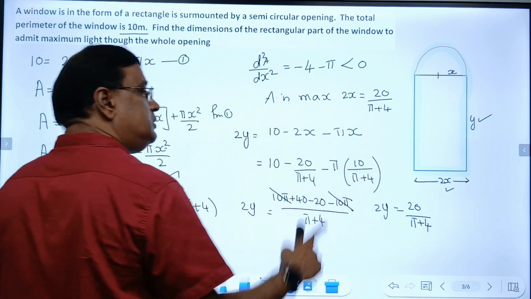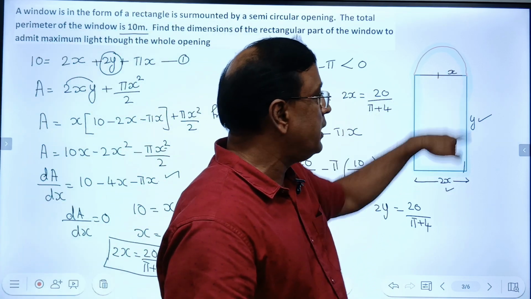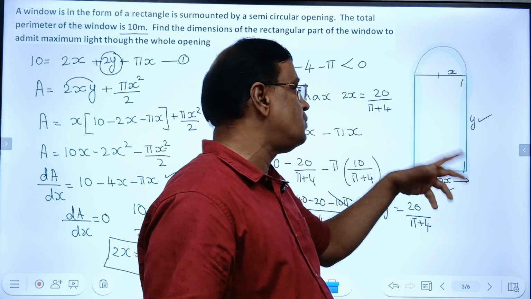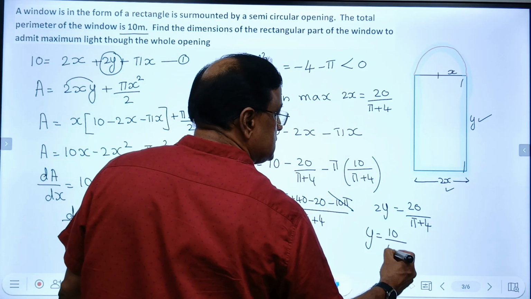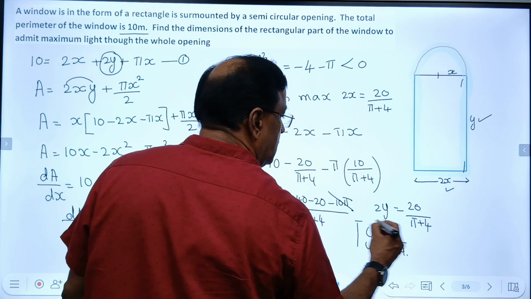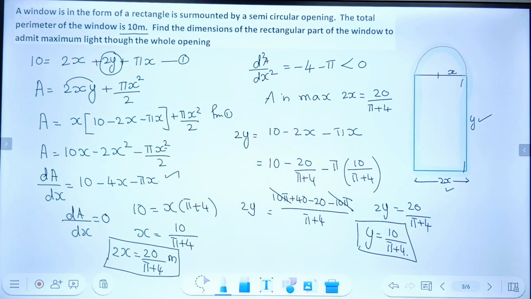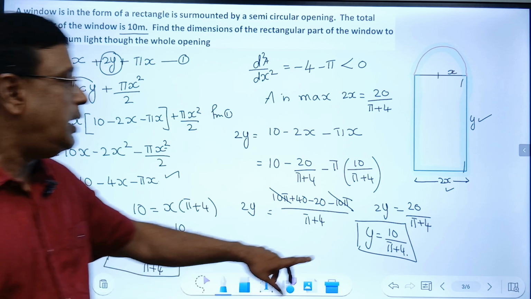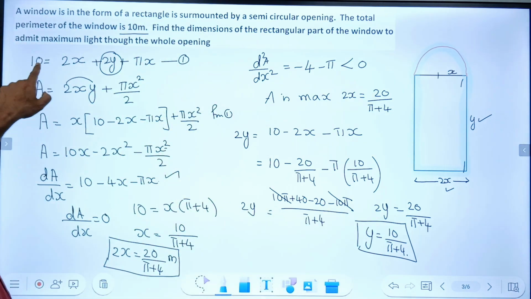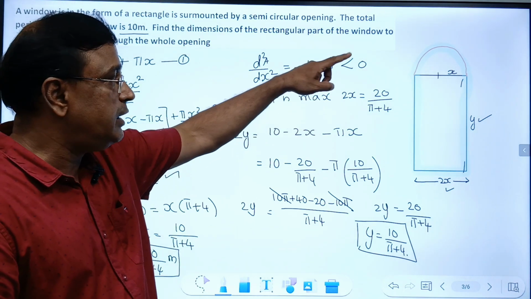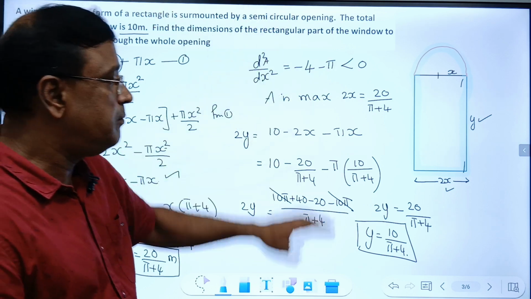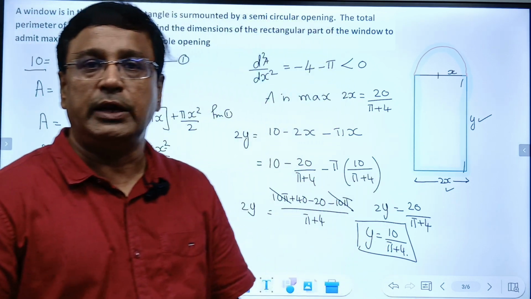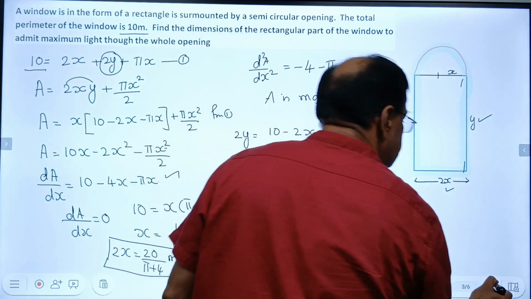But here the length is 2x, but the breadth is y. Or you can say breadth is 2x, length is y. So I want y. So y is nothing but 10 by pi plus 4. So what have I done? I have found the dimensions of the window. What are the dimensions? 20 by pi plus 4 and 10 by pi plus 4, so that the total perimeter is 10 and the combined area is maximum. Combined area of what? Of the rectangle and the circle is maximum. Okay. So when the area is maximum, you get the maximum light through it. I hope this is clear.